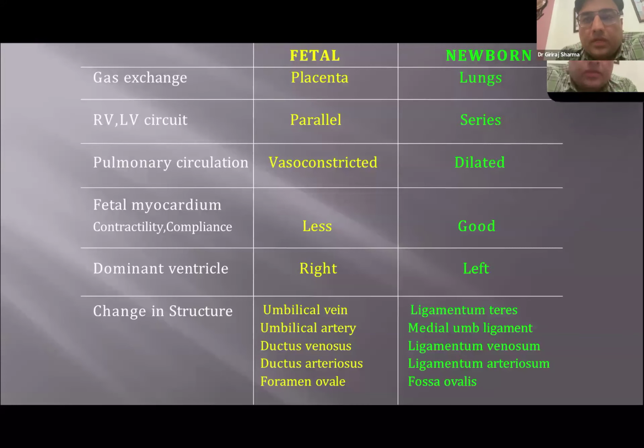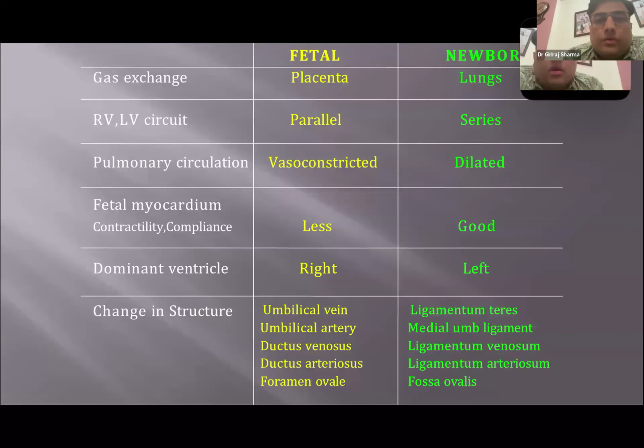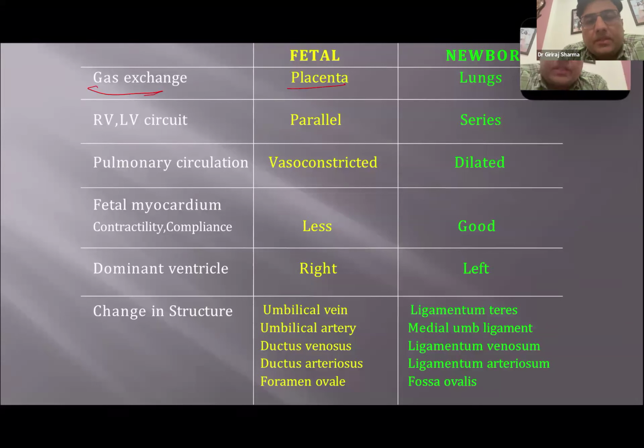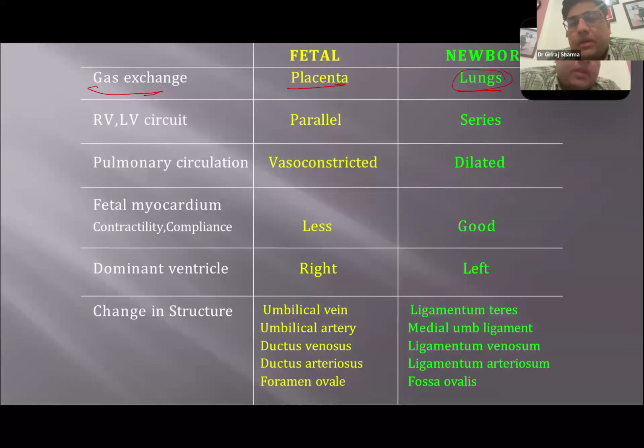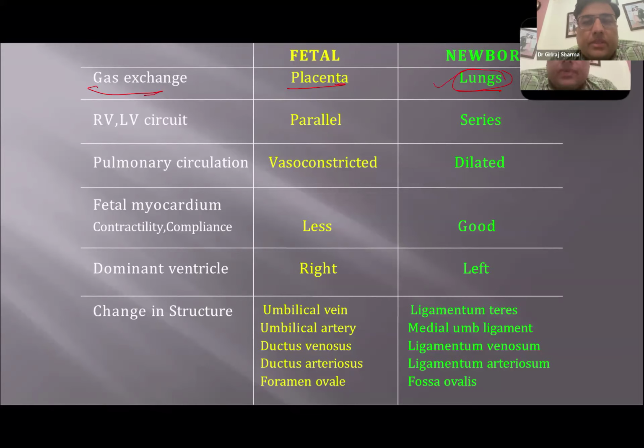Now, coming to transitional circulation. After birth, what happens? In fetal life, the site of gas exchange is the placenta. In newborn life, it's the lung, because after birth the lungs are expanded, the alveoli are expanded, and gas exchange happens in the lungs. In fetal life, this circuit is parallel; after birth it is series. Pulmonary circulation in fetal life is vasoconstricted. Lungs are collapsed, but after birth, because of oxygen and expansion of the lungs, the pulmonary circulation is dilated.